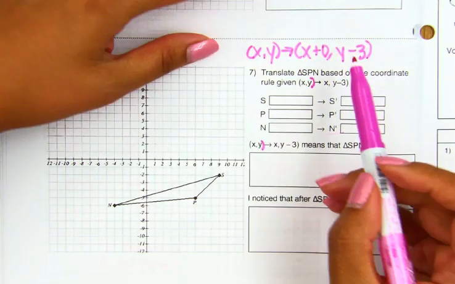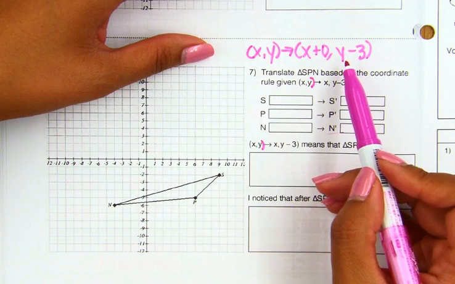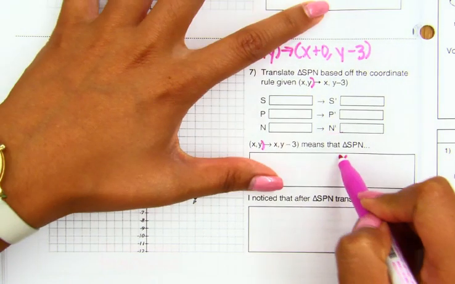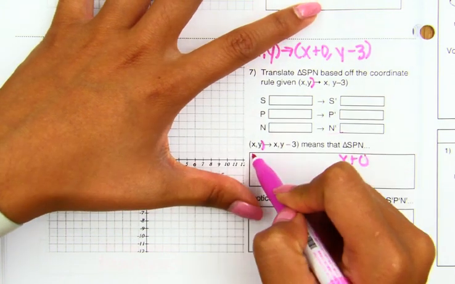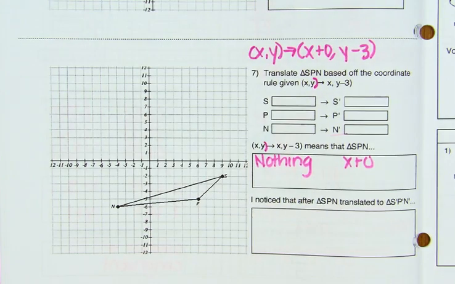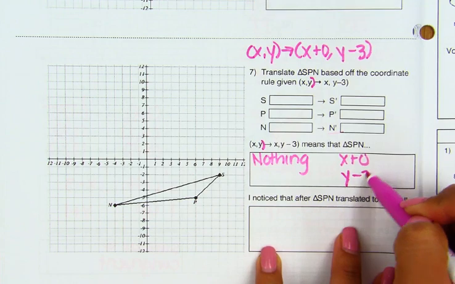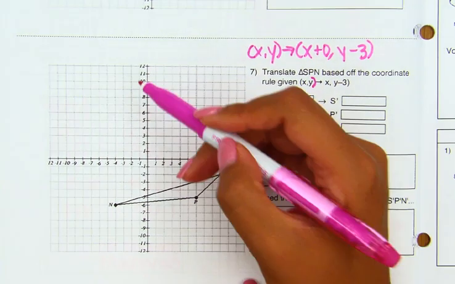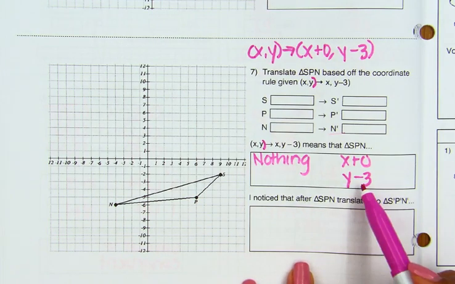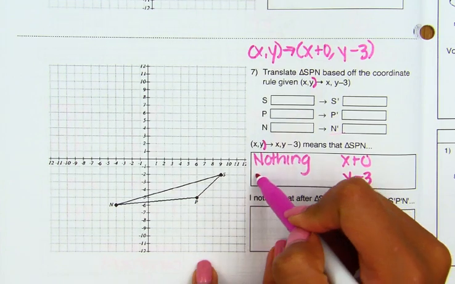So once again, why did I write plus 0? To let me know it is not moving left and it's not moving right. Okay? So because it was x plus 0, nothing is happening. It's again not moving left and it's not moving right. But what about this y minus 3? Well, the y minus 3 describes either an up or down motion because that's my y-axis. So in this case, since it's -3, we know that we're moving down 3. So 3 down.